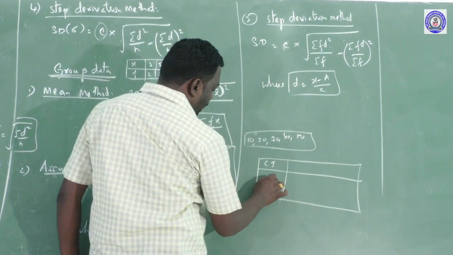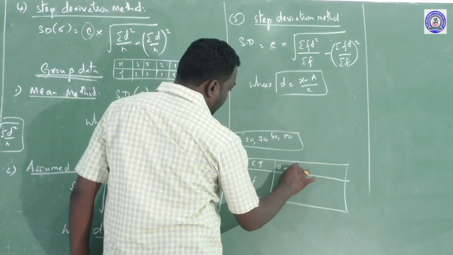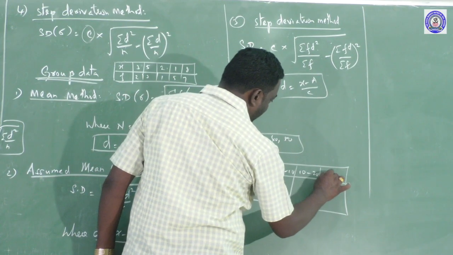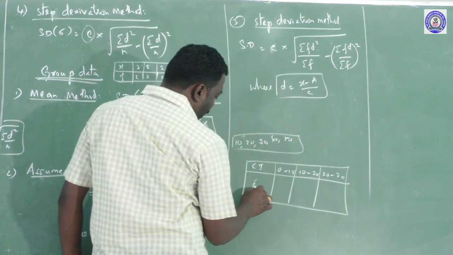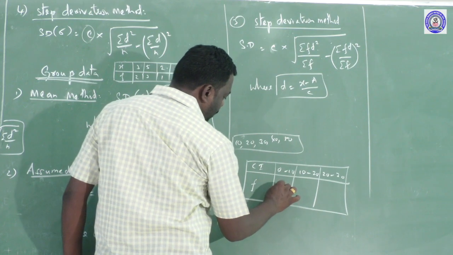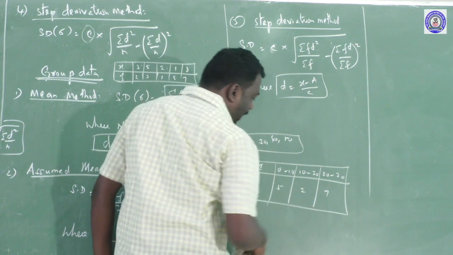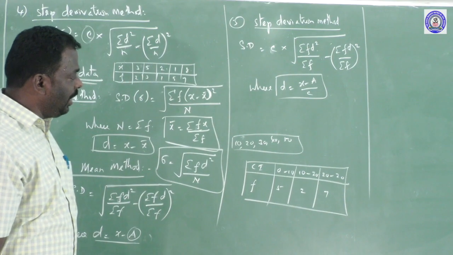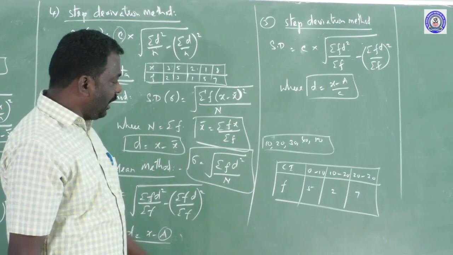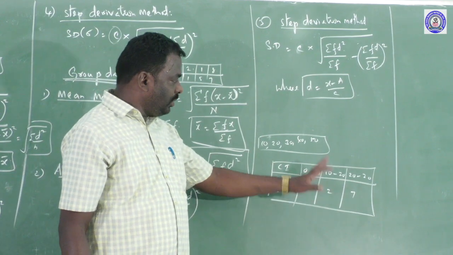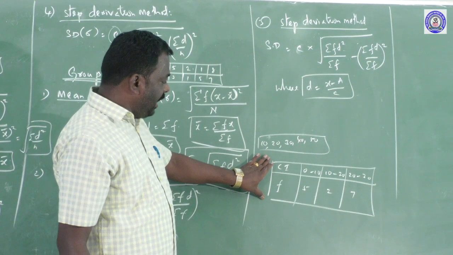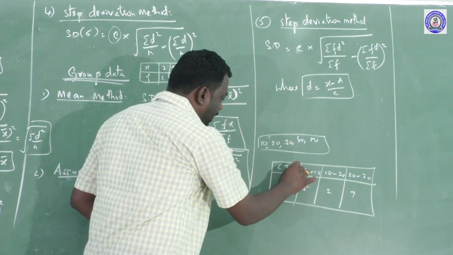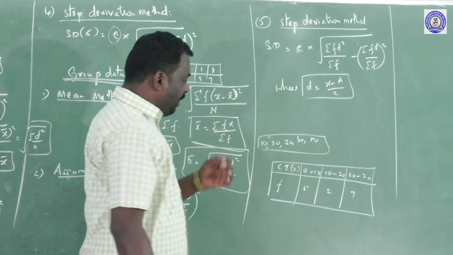The class intervals are 0 to 10, 10 to 20, and 20 to 30, and the corresponding frequencies are 5 to 7. This is grouped data. The first thing is the class interval, from which we find the x value.